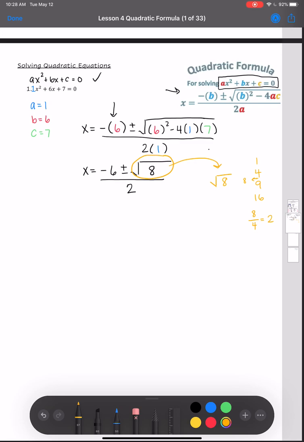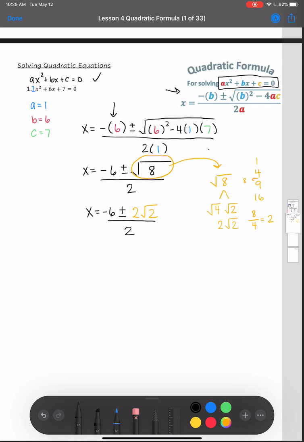So that was an easy one, but we're going to split this up as radical 4 times radical 2. And then we're going to simplify radical 4, which is 2. So this is 2 radical 2. So now we're going to replace radical 8 with 2 radical 2 divided by 2.